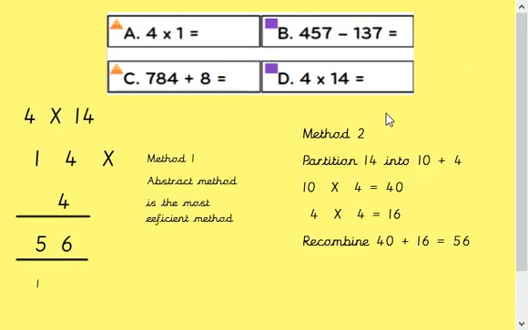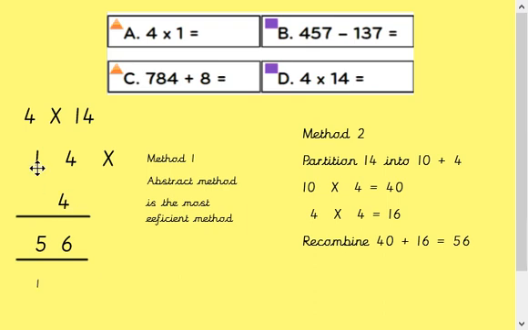The final question on this morning's warm-up is 4 times 14. Now, this particular question, I would suggest using 2 different methods. The first method you could have used would have been the abstract method of short multiplication. Here we've lined up our columns, and the first thing we're going to say is 4 times 4 would be 16. Please don't forget to carry the 1 over into the tens column.